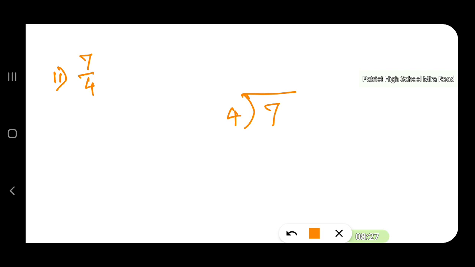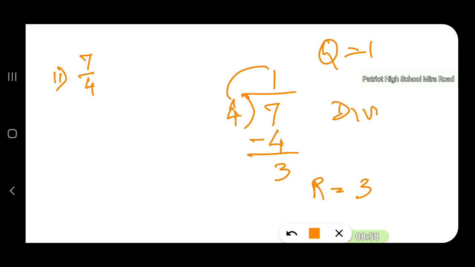And when we divide, say 4 ones are 4, 4 twos are 8. So 4 twos are 8 will not do. So we will settle for 4 ones are 4. The product we will write here, and it is subtracted from 7. So we get 3. So 3 is the remainder. Remainder is 3. Quotient is 1.